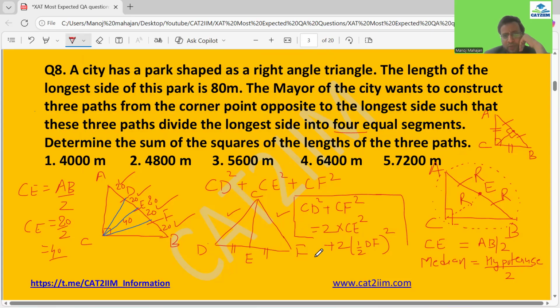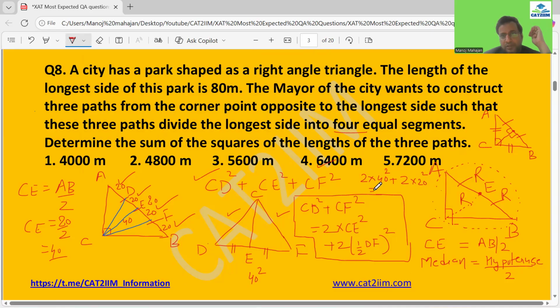But over here, we are going to look at some other approaches. I'm not going to focus much on my method one, honestly. We could do this with ease with the other two methods. So once we know this, we can actually calculate this part. What is CE square? We already know CE is 40, so 40 square. Now CD square plus CF square, right? This portion, if I look, is twice CE square, which is 40 square, plus twice half the third side. So DF half is 20. So 2 into 20 square.